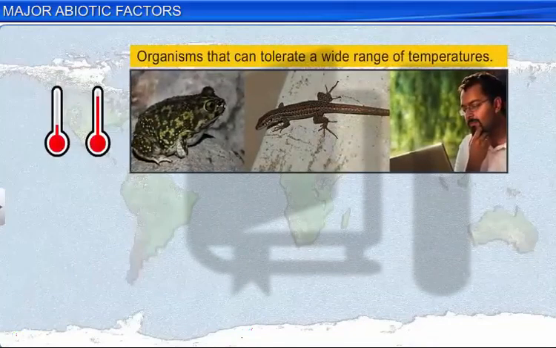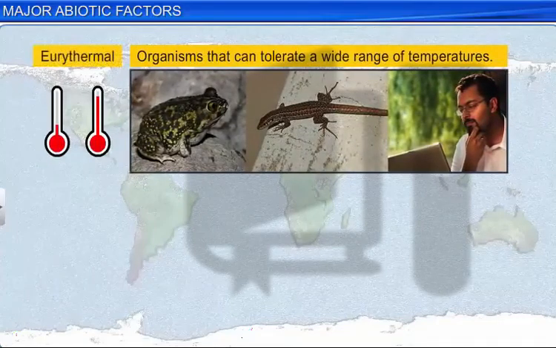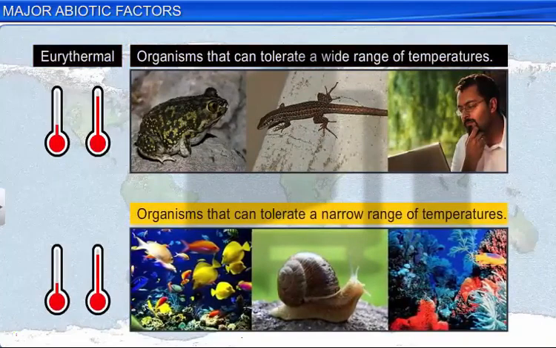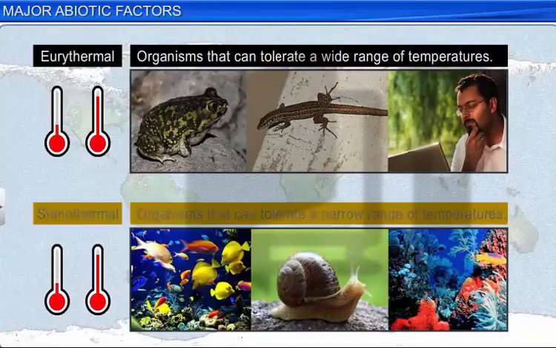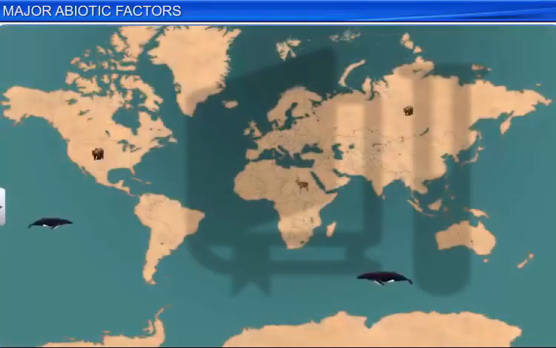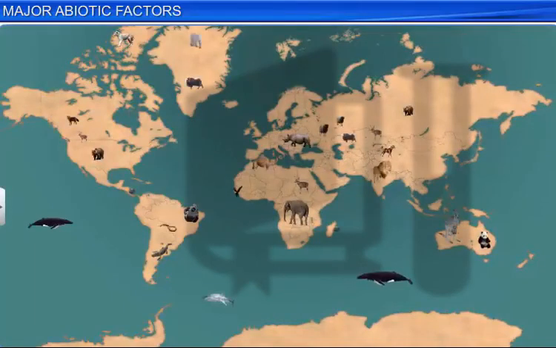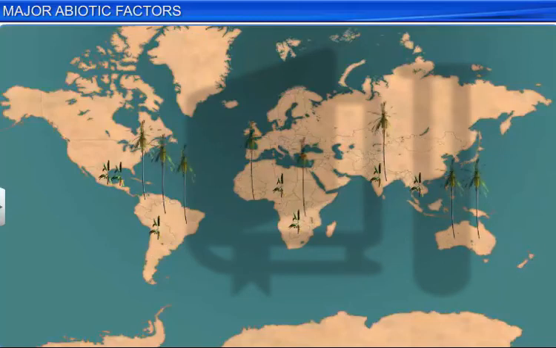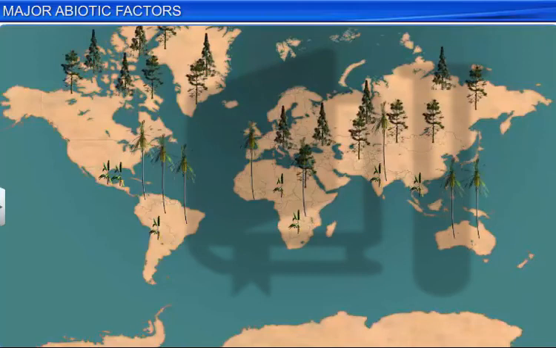Organisms that can tolerate a wide range of temperatures are called euthermal, while organisms that can tolerate a narrow range of temperatures are called stenothermal. In fact, the levels of thermal tolerance of different species greatly influence their geographical distribution. For example, tropical plants such as banana and coconut cannot grow in temperate regions of the world. Similarly, pine and conifers, which are adapted to temperate regions, cannot grow in tropical regions or deserts.